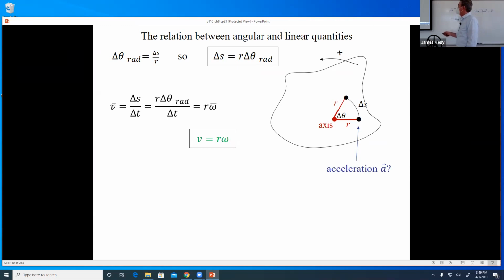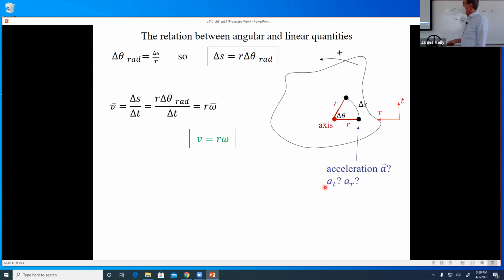Similarly, we want to know this point's accelerating, right? It's certainly accelerating along the direction towards the center of the circle because it's moving on a circular arc. It may also have a tangential component of the acceleration if it's speeding up as time goes on. So we want to know what's the relationship between the radial acceleration and the tangential acceleration and the angular acceleration. Okay, let's start with the tangential component of the acceleration.